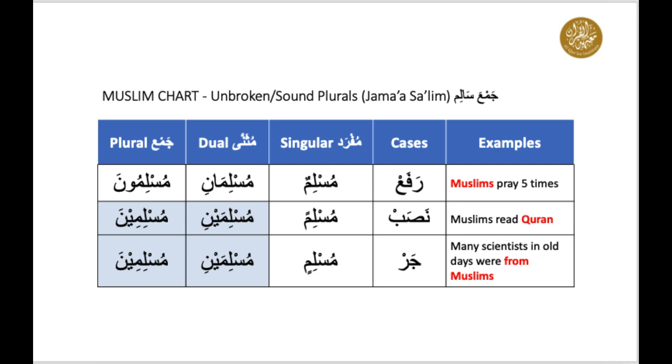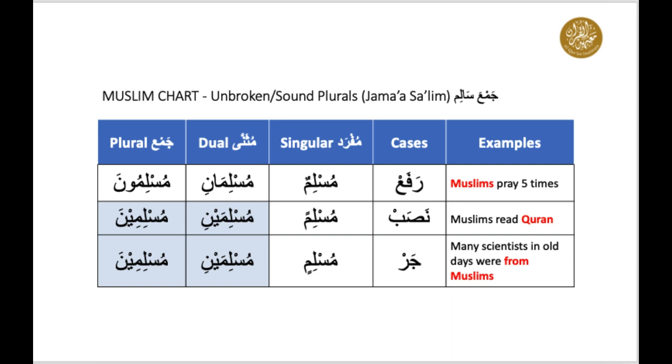Next, Muslims read Qur'an. So Qur'an is the object or maf'ul here. What do they read? They read Qur'an. And when the noun is playing the role of an object in a sentence, then the harakat on the last letter of the noun becomes fatah, or its i'rab in that case will be called mansub or nasab.